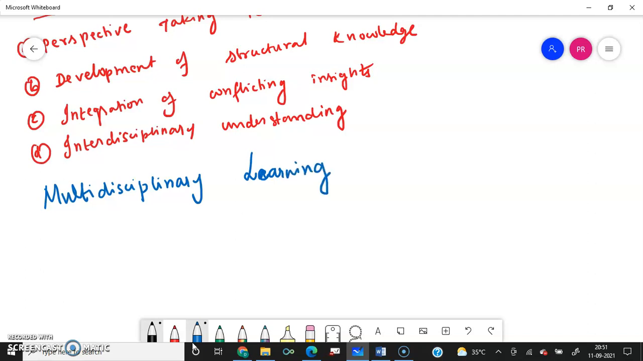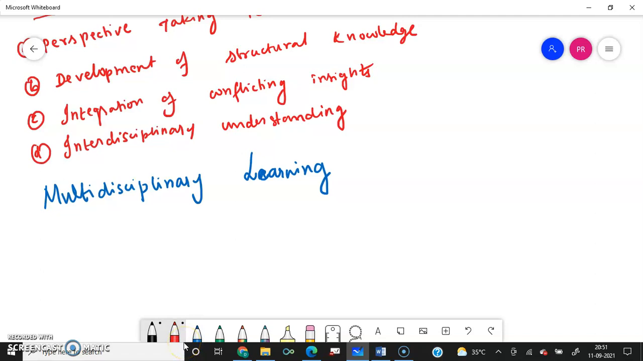So we just understood about the interdisciplinary. Now we'll try to understand the multidisciplinary learning. So multidisciplinary refers to placing side by side of insights from two or more disciplines. So here different disciplines help to develop a detailed understanding of a topic being studied.